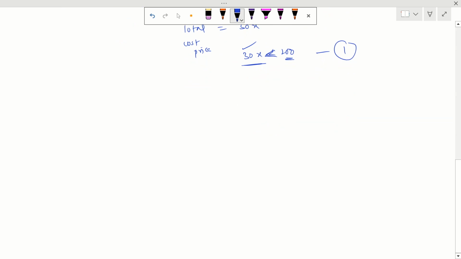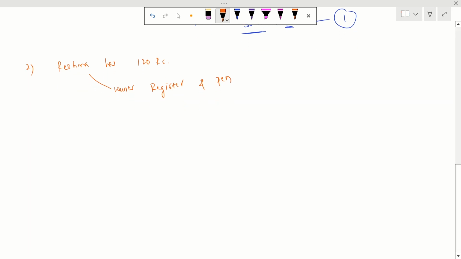And here I am going to give the second example. Suppose Reshma has 120 rupees in his pocket, right? And he wants to purchase a register book, and along with that a pen. He wants to purchase the register and pen.